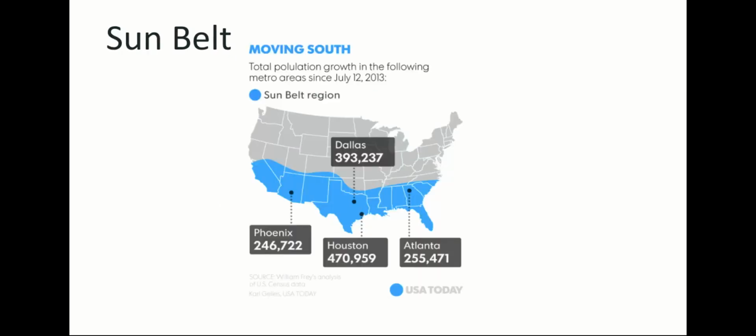The Sun Belt region, this is the region that runs from the East Coast to the West Coast, all along the southern portions of the United States. And this is where you see tremendous migration in.